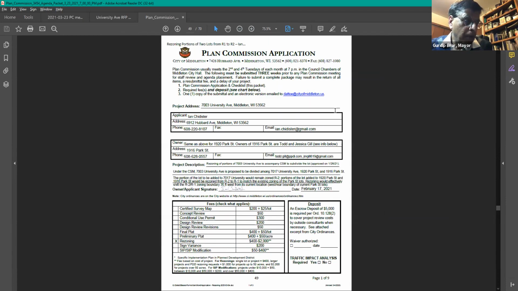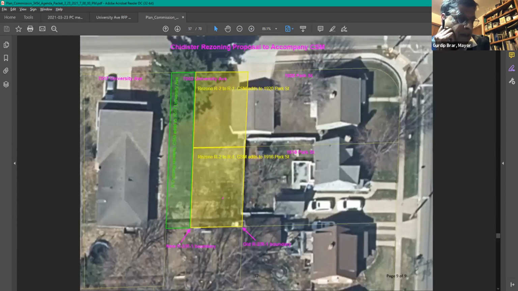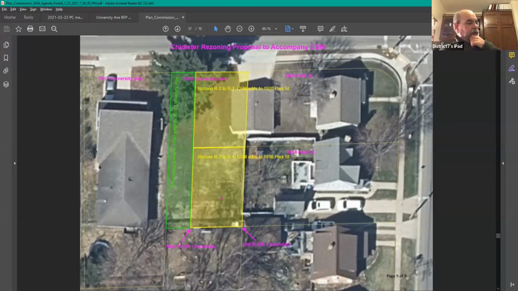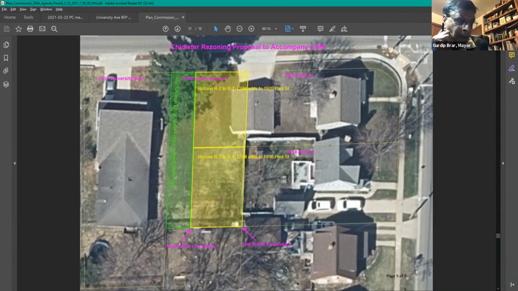So item number 4 is rezoning portions of 2 lots from R2 to R1, Chidester, 1916 and 1920 Park Street, formerly 7003 University Avenue. We need a motion to approve. Ramsey moves to approve recommending to the Common Council the ordinance amending the city official map. Slavish will second it. Second by Mike Slavish.